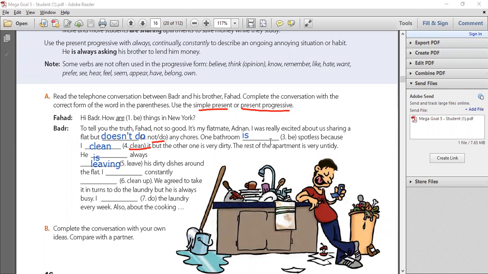Yes, Ilaf. I am constantly. Yes, Manar? Cleaning up. Yes, cleaning up. And the last one, Raghda? He is always busy. I do the laundry every week. Do. Do as it is.